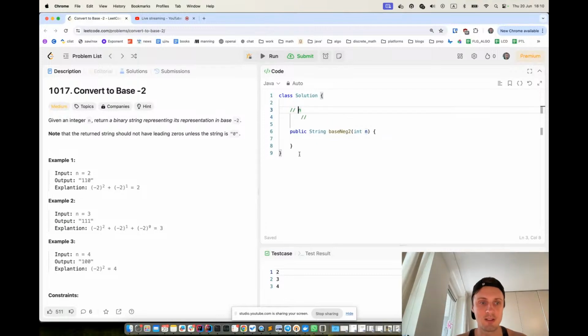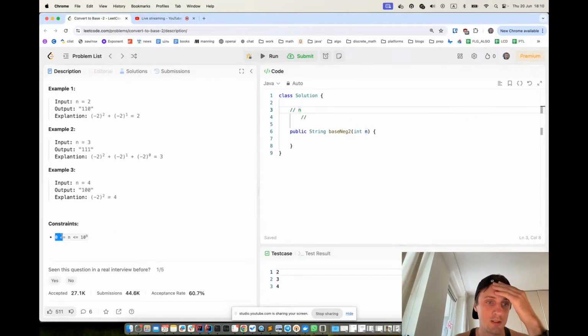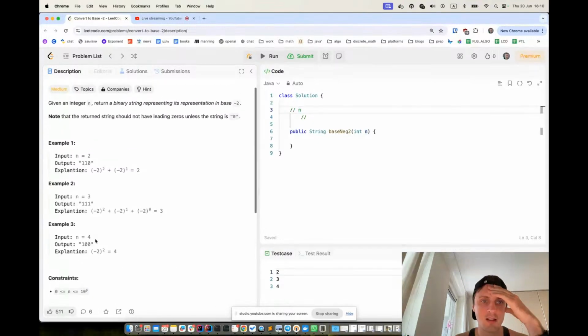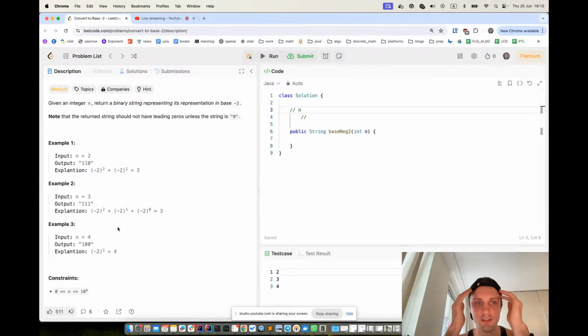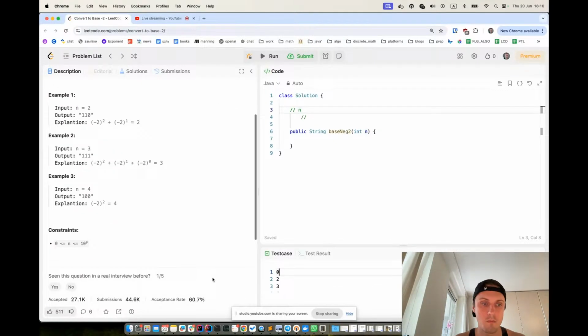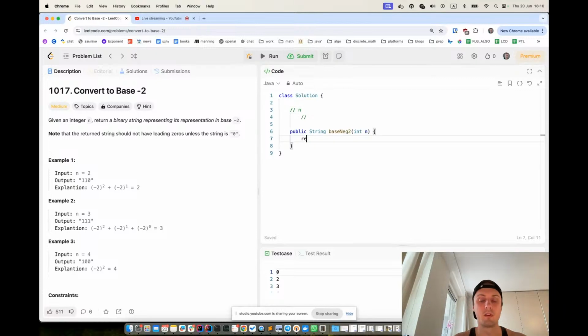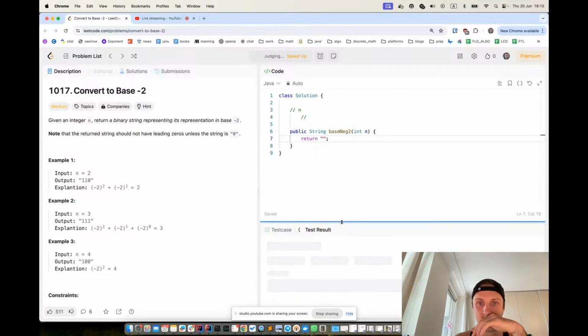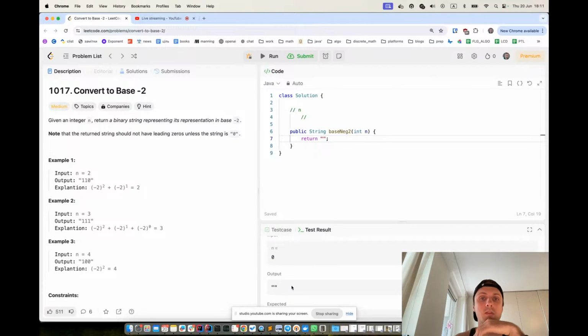And yeah, so let's find some constraints about n. We see it's from 0 to 10 to the 9th power. And if it's 0, it would be an empty string or what? So let's say test case 0, and we return an empty string. So is it correct? No, it's not correct. So output will be 0. All right.